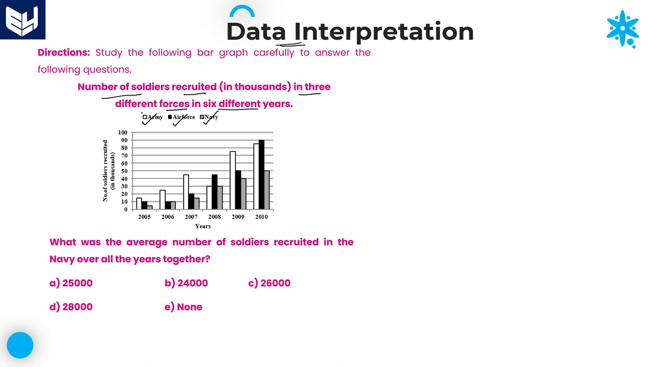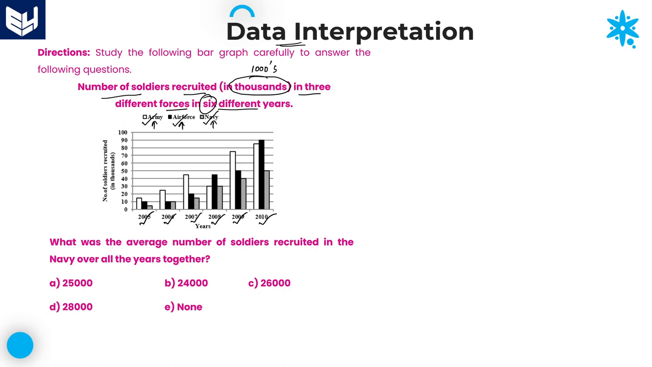These are the 3 different forces over the years from 2005 to 2010, 6 years: 2005, 2006, 2007, 2008, 2009, and 2010. One more thing here: the first bars are all army, second bars are air force, third bars are navy in each and every year. And one more thing, the values provided in the bar graph are in terms of thousands. So whatever the value is given, you need to multiply that value with the thousand.